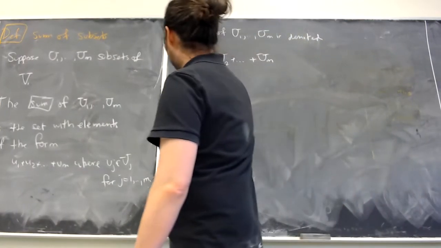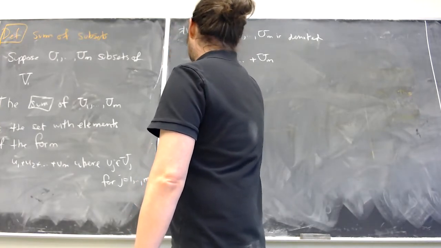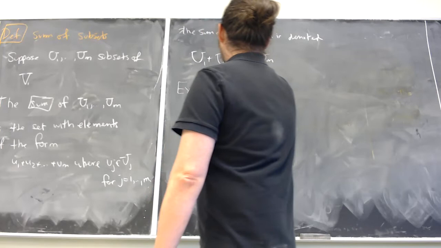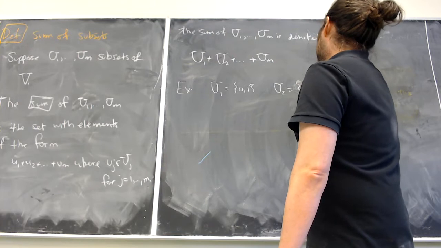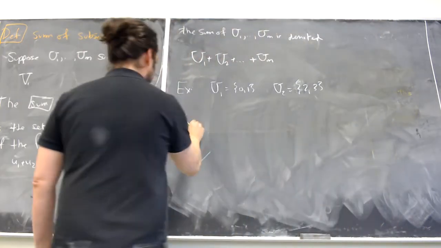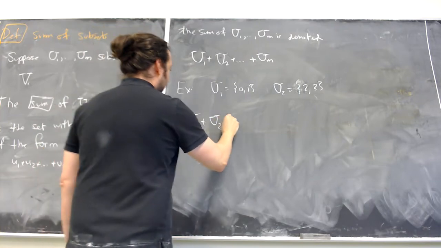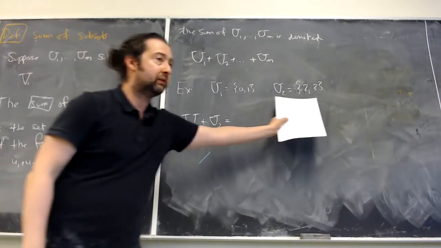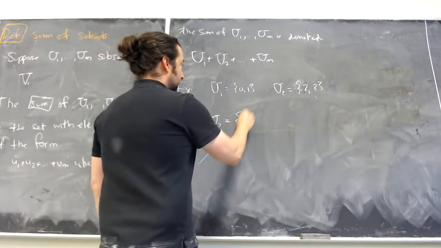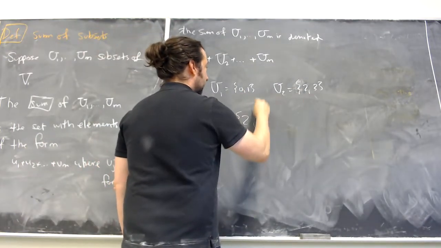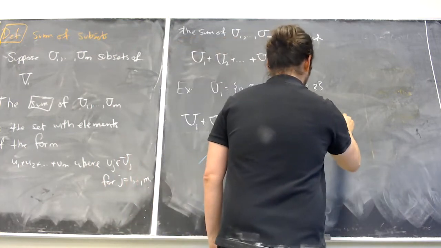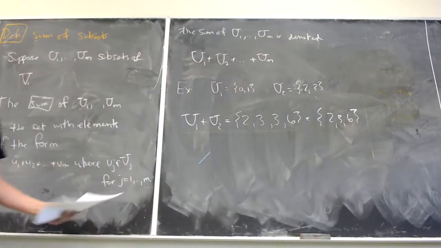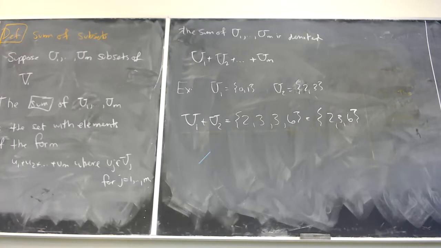As an example, if U1 was equal to {0, 1} and U2 was equal to, say, {2, 3}, then U1 plus U2 is just all the possible combinations of things from this set added to things from that one: 0 plus 2, 0 plus 3, 1 plus 2, 1 plus 3. That's all it is. Everything you get by gluing together. Very different from vector addition.